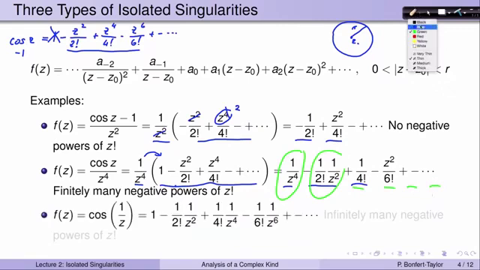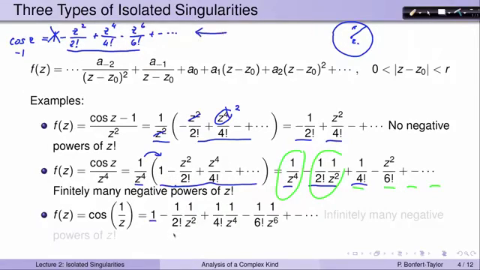Let's look at another example. The function cosine of 1 over z. How do I get the Laurent series for that? I start with a Taylor series for cosine, and I replace every occurring z with 1 over z. That definitely gives me a series expansion for cosine of 1 over z, and by the theorem that the Laurent series is unique, it must be the Laurent series of cosine of 1 over z. So all I have to do is look at my series for cosine of z, and simply plug in 1 over z for every z.